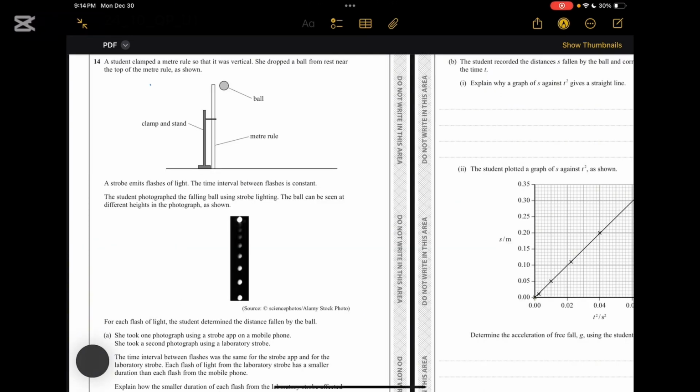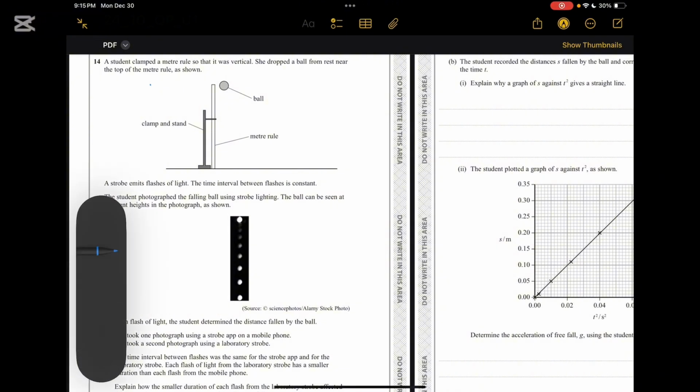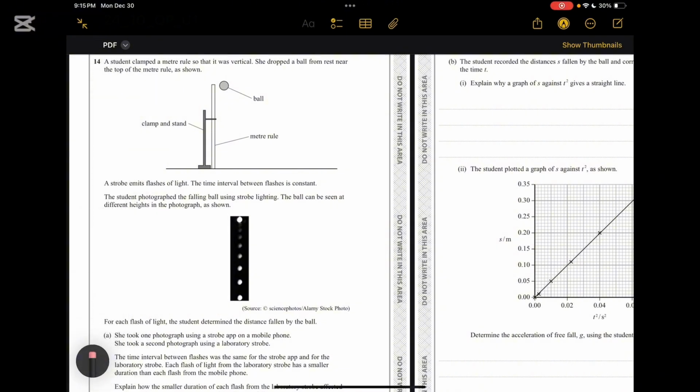Okay, so let's solve question number 14 now. They have said a student clamped a meter rule so that it was vertical. She dropped a ball from rest near the top of the meter rule as shown. The strobe emits flashes of light. The time interval between flashes is constant. What does this time interval mean? This is a very important thing, and we will make you understand in the next part.